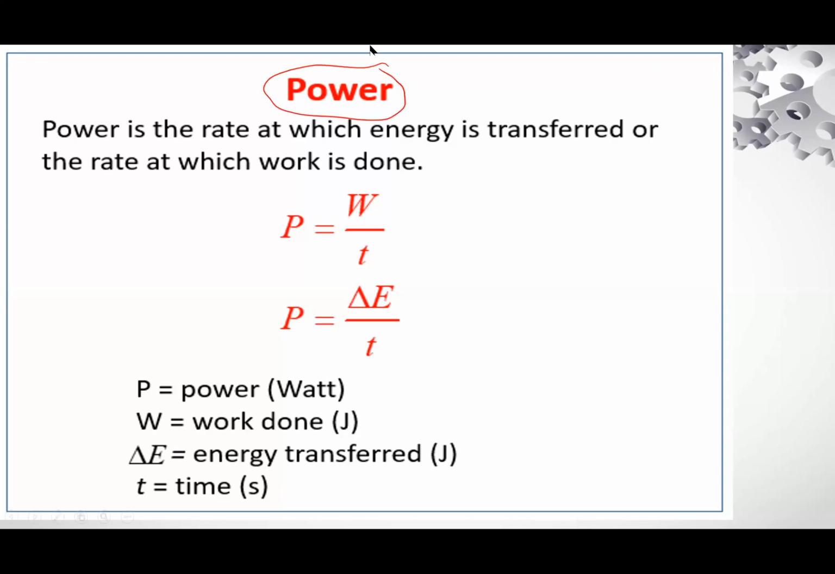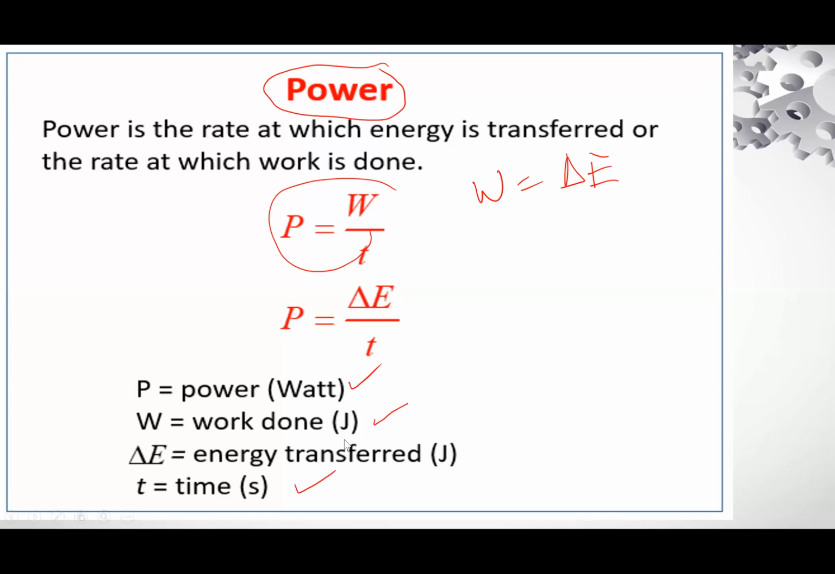Power is the rate at which energy is transferred, or the rate at which work is done, is called power. Work per unit time is called power. Work is equal to energy, so it can be written as E divided by T also. The unit of power is watt, work unit is joule, and time unit is second.